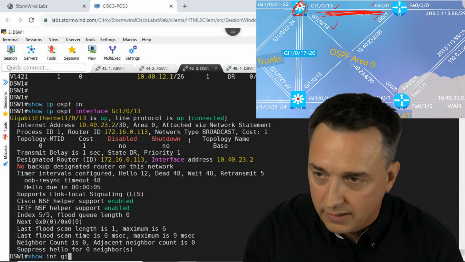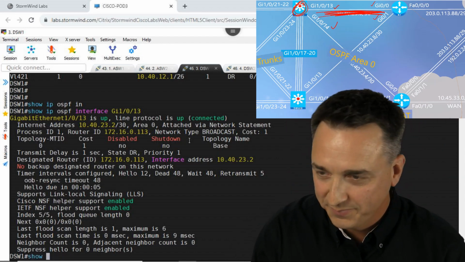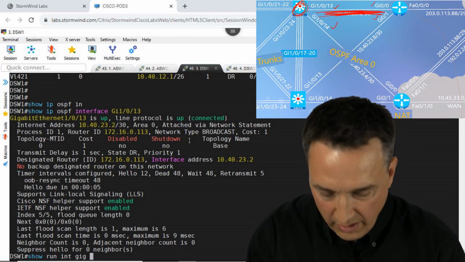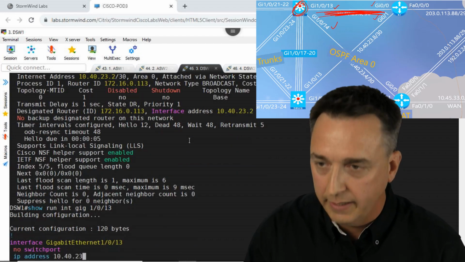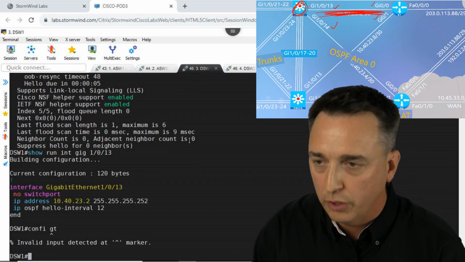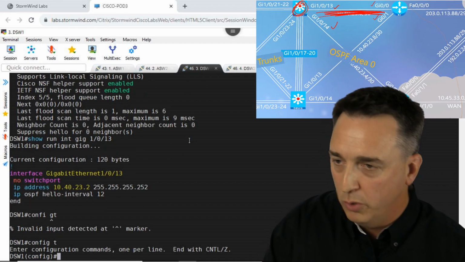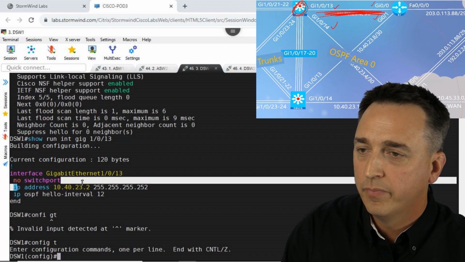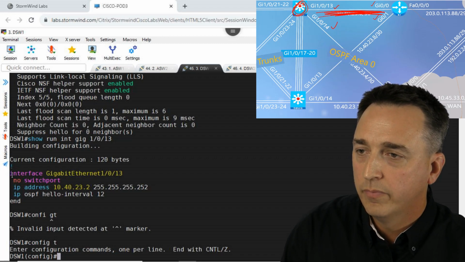Show interface gigabit 1/0/13. Yeah, look at that. So we'll type in configure terminal and we'll remove that now.